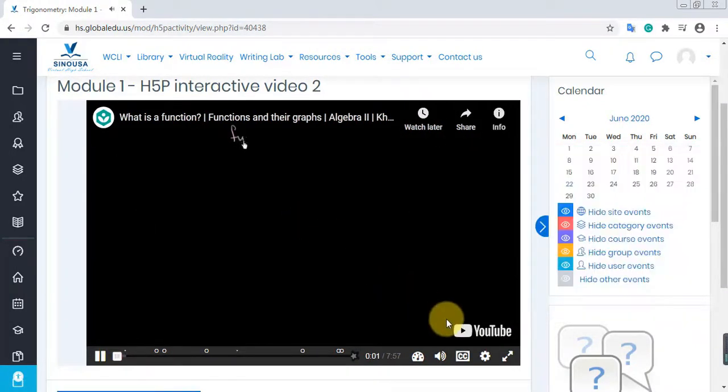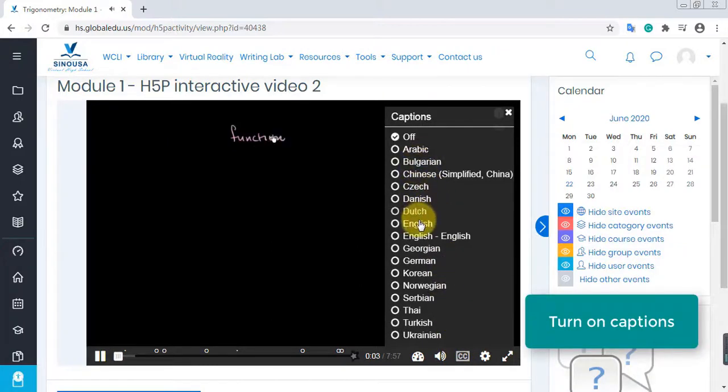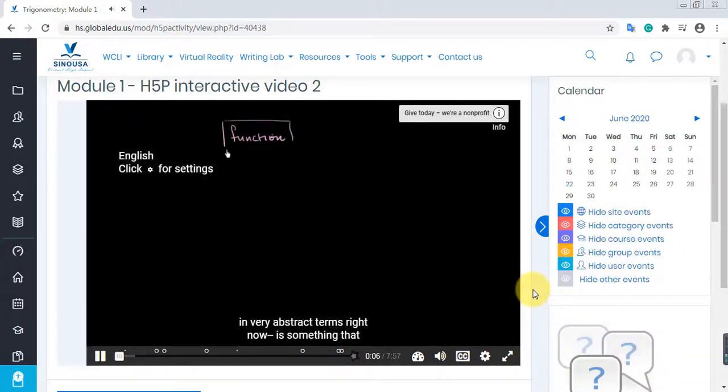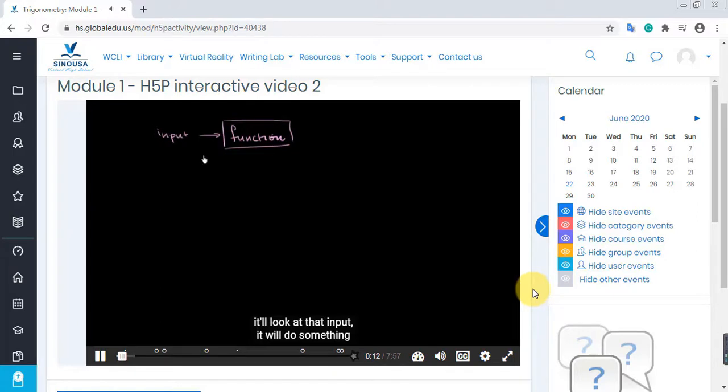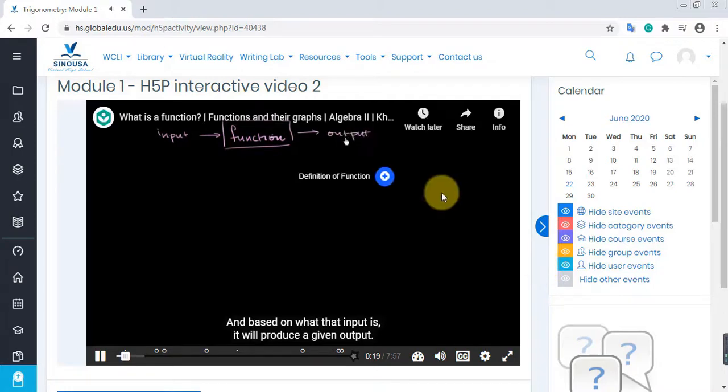A function, and I'm going to speak about it in very abstract terms right now, is something that will take an input. It will take an input and it'll munch on that input. It'll look at that input. It'll do something to that input, and based on what that input is, it will produce a given output.